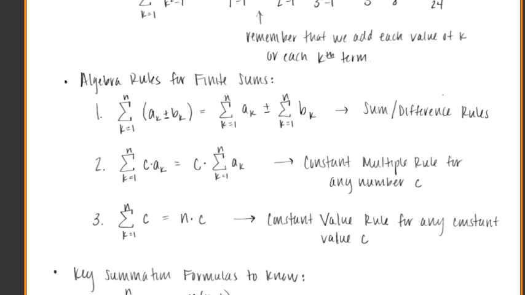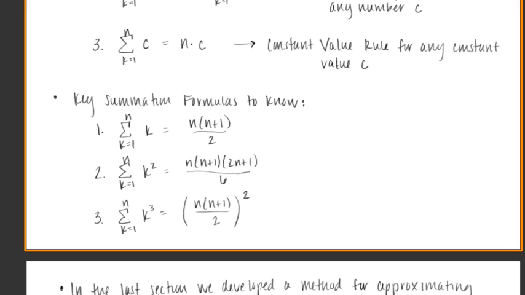Going on, here's a series of rules and some formulas that I'll let y'all look through on your own. They're easy ways, a kind of shorthand. Instead of sitting there adding them up, you can just use these, especially if you're summing all the way up to 100. That gets to be a lot.